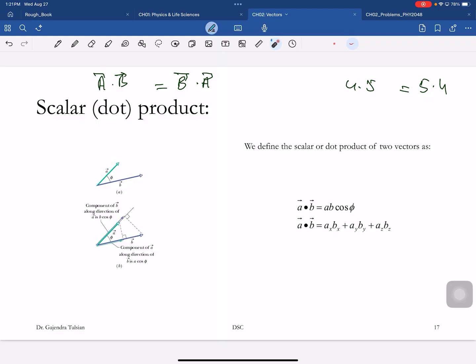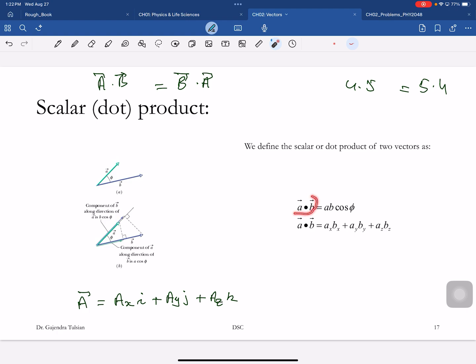And here's the definition. Vector A is AXi plus AYj plus AZk. So we are doing three-dimensional vectors, and similarly B is BXi, BYj, and so on. So A dot B is defined as AXBX plus AYBY plus AZBZ. That's the definition. This is a scalar, a scalar, a scalar. Sum of three scalars is a scalar.